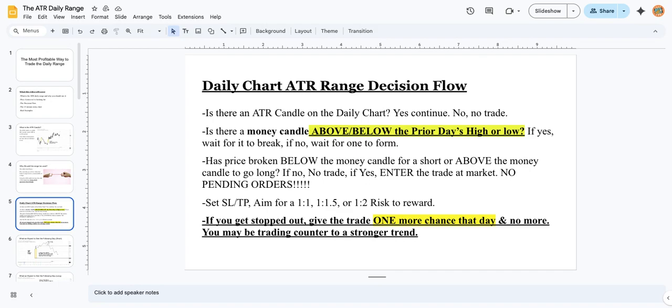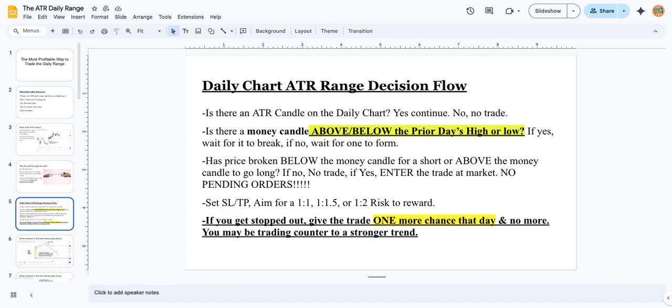Okay. Now, what do you do if you get stopped out? Because there are times where you will get stopped out. You follow that pair and give it one more chance. Wait for a new high day to form, price to break back below it, and then you enter it one more time. If you get stopped out again, all that means is you're likely just trading counter to a stronger trend. There is no top because it's got too much momentum.